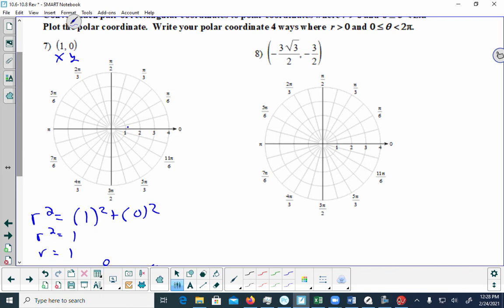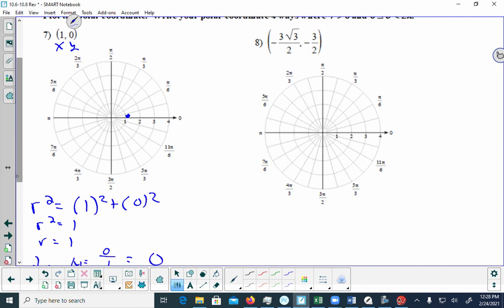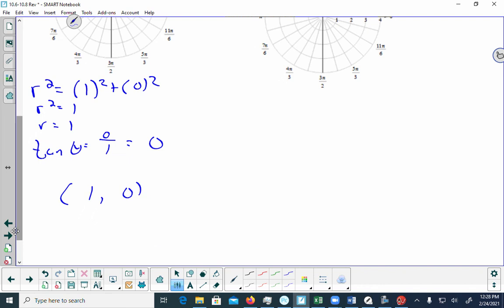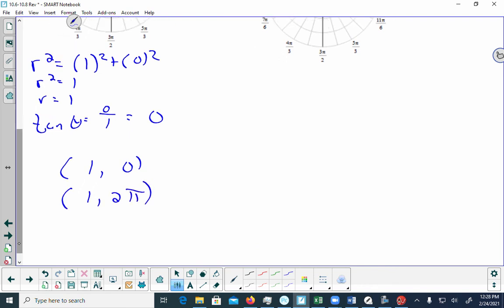Plotting that, (1, 0). Now I want to represent this point different ways. So the other way I can do it is I can leave r as 1 and then just add 2 pi. So (1, 2 pi). Then I can use the angle pi and just make that radius negative. And those are the 4 ways that I can write that ordered pair.